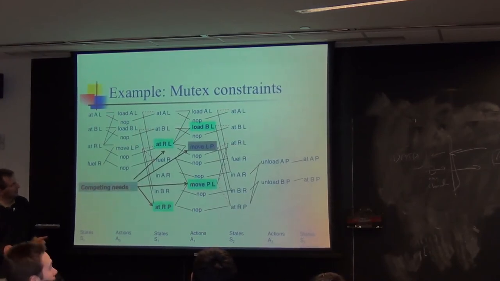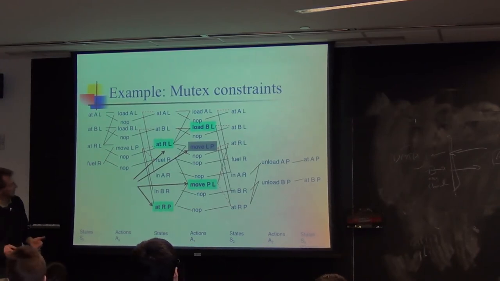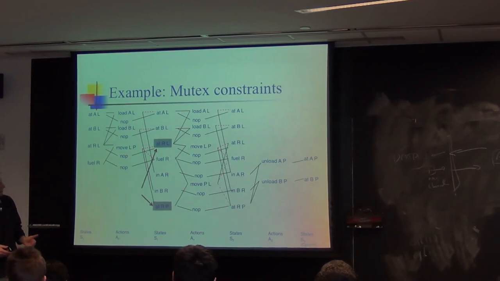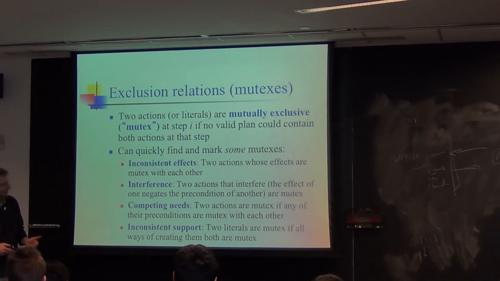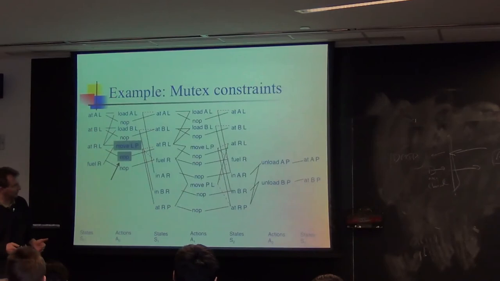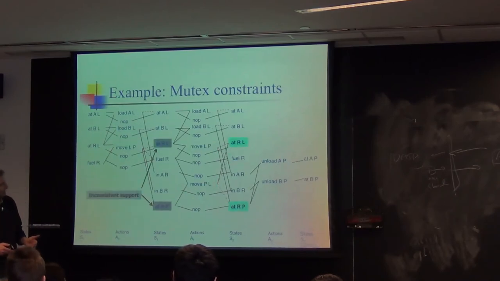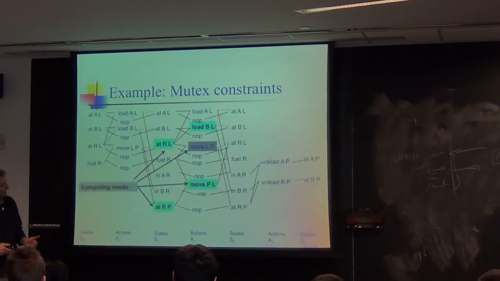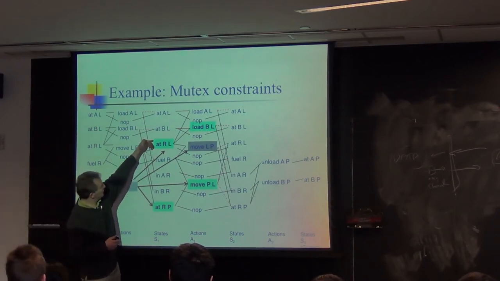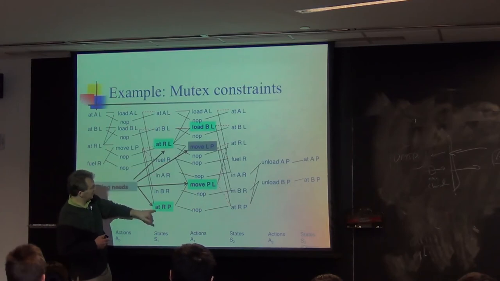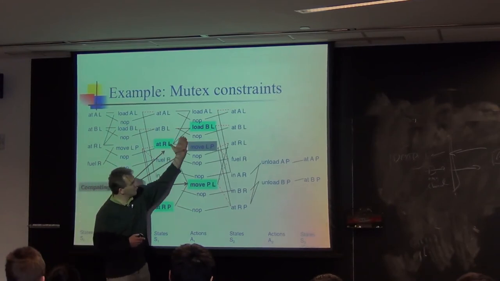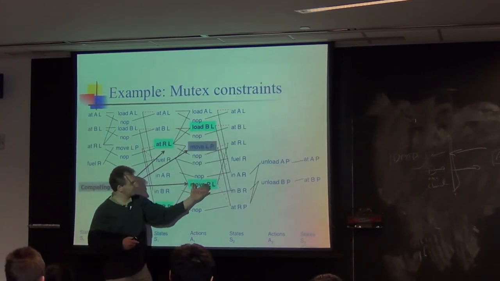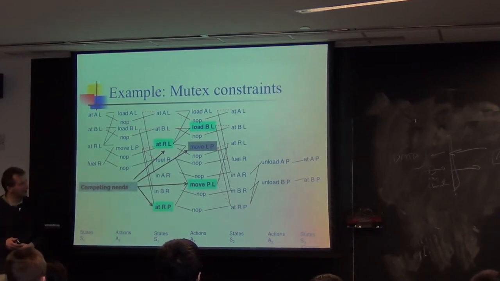Okay, so the competing needs here, let me remember what competing needs is. Competing needs means two actions are mutex if any of the preconditions are mutex with each other. Right. So if the preconditions are competing with each other here, if this is competing also here, then if they're inconsistent, none of the consequent ones can happen either. So these are ways of marking these ones as not being consistent.